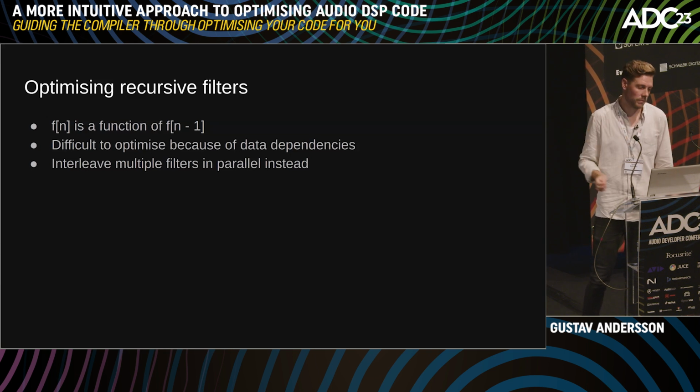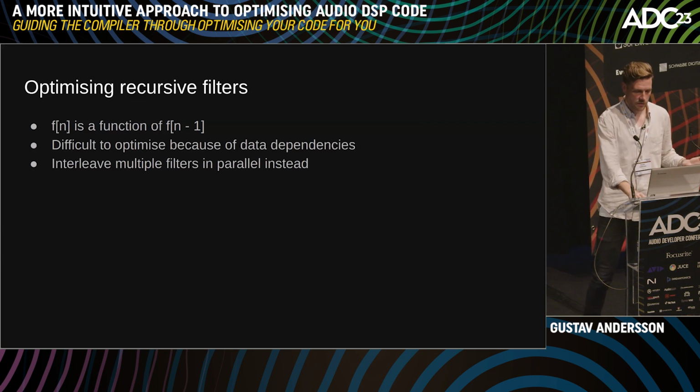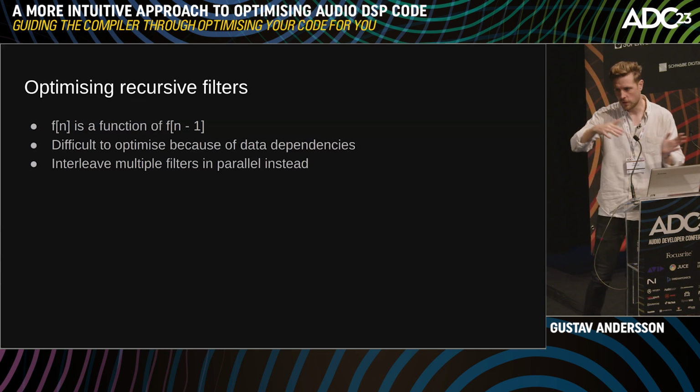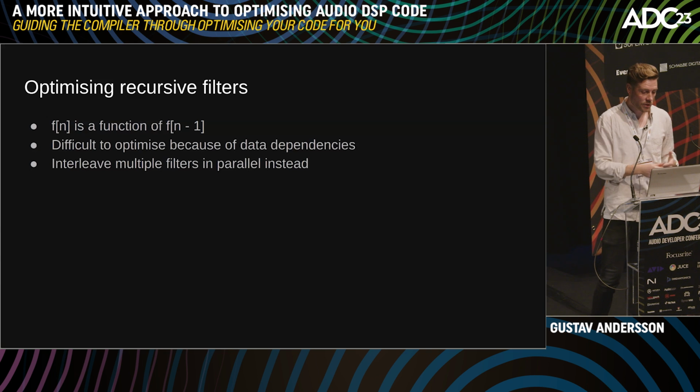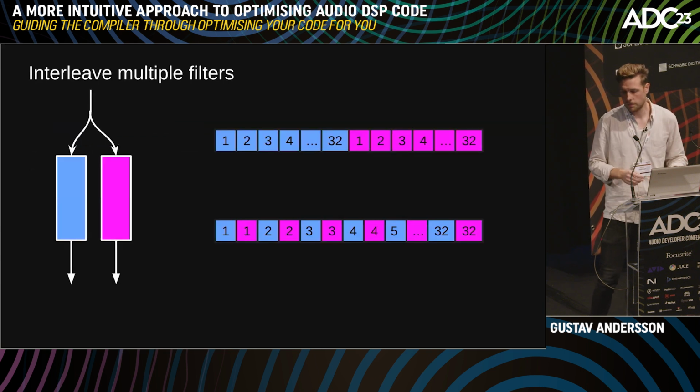So what can you do? Well, one thing you can do is try to identify multiple filters that run in parallel. If they have parallel audio graphs, like multiple voices of a synthesizer, or you're doing stereo processing, you can go something like, well, instead of the top version where you calculate all the samples of one filter in series and then all the samples of the other filter, maybe just interleave them.